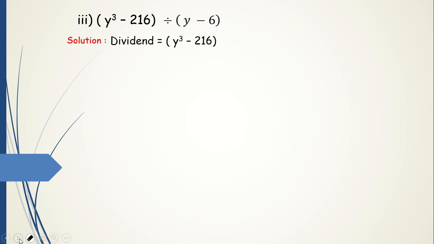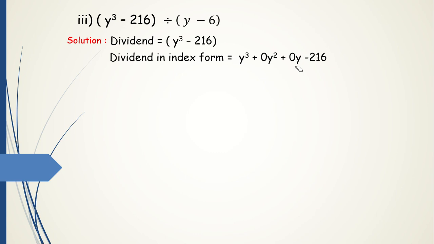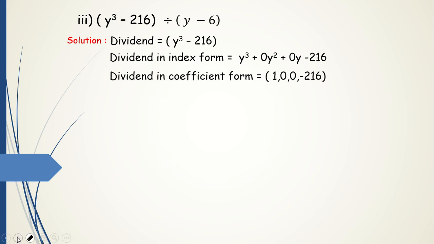We will write the dividend first. Write the index form with the zeros, the missing terms with the zeros. So that's going to be 0y square plus 0y. Okay, now the divisor. First we write the dividend in coefficient form, so that's going to be 1, 0, 0, and this is minus 216.